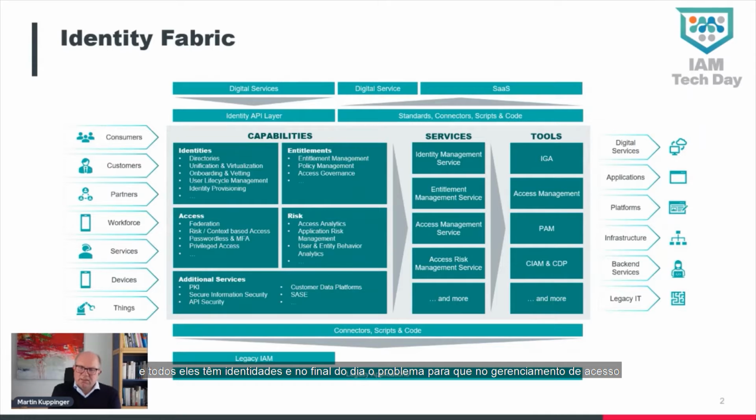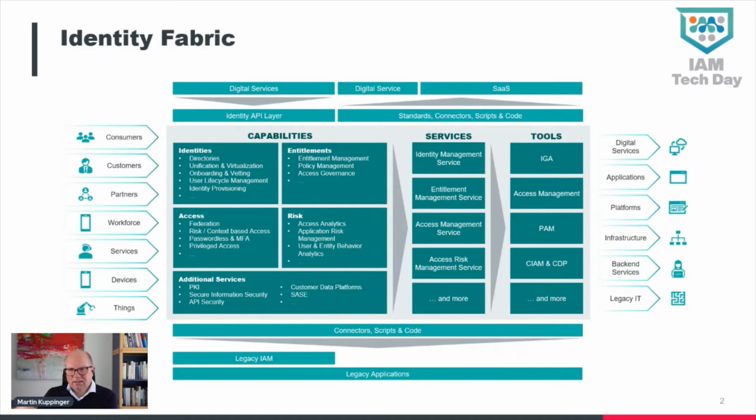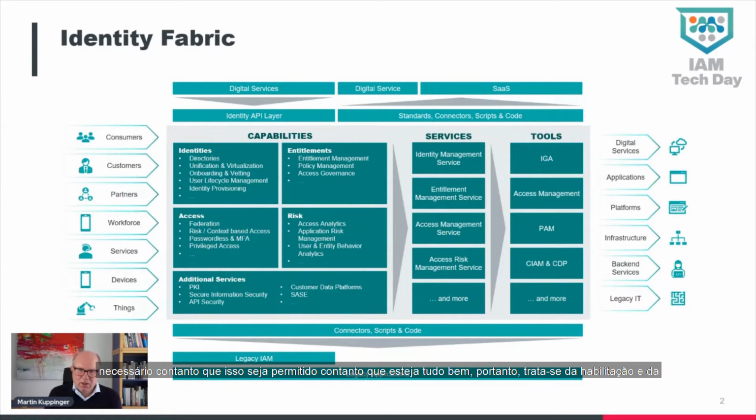And at the end of the day, the job of identity and access management is super simple, at least super simple to describe, which is to provide seamless, yet controlled and secure access for every identity, every consumer, whatever, to every application and service. So on the right-hand side, you see the digital services, the applications, traditional ones, platforms, the infrastructure, legacy IT, whatever. And the job of identity and access management is to enable everyone and everything to access what is needed, as long as this is allowed, as long as this is okay. So it is about the enablement and it's about the security.